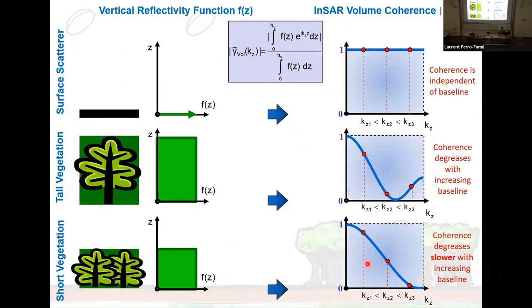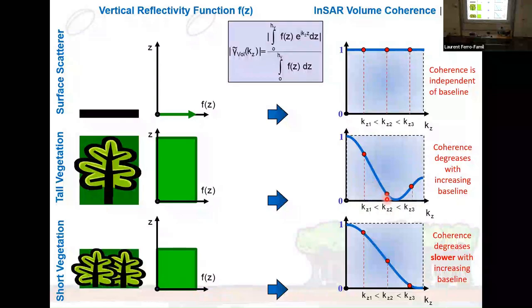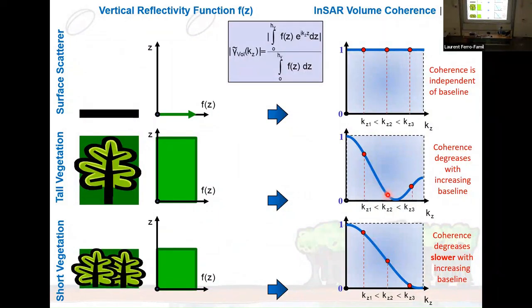For a shorter vegetation, you still have coherence. While here, you basically don't have coherence anymore. But then, of course, it can happen that, for instance, for this tall vegetation here, your coherence comes back. Here it doesn't come back anymore. It will come back sometime later, but a bit further away.